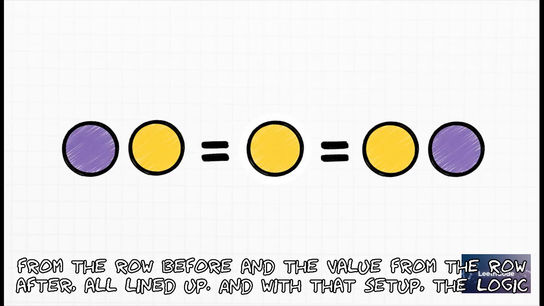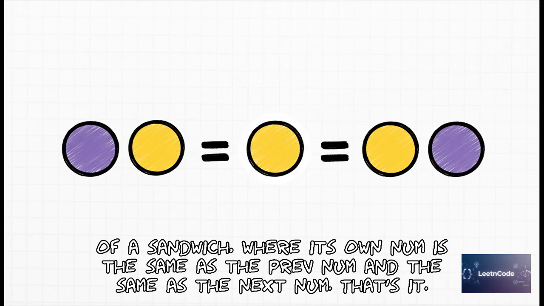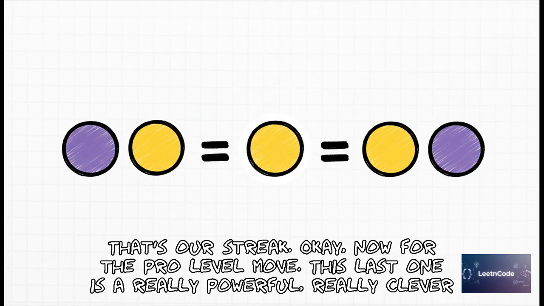And with that set up, the logic just clicks into place. It becomes so simple. All we have to do now is find a row that's in the middle of a sandwich, where its own num is the same as the prev num and the same as the next num. That's it. That's our streak.